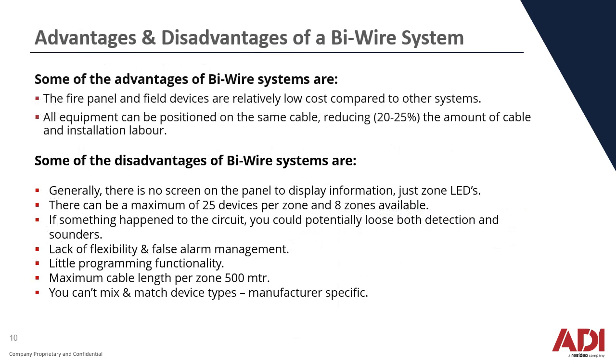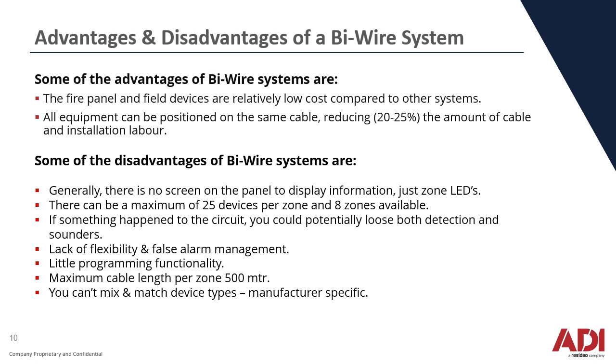Advantages and disadvantages of the by-wire system are, but not limited to. Once again, the fire panel and field devices are relatively low cost compared to other systems. All equipment can be positioned on the same cable, reducing the amount of cable and installation labor.